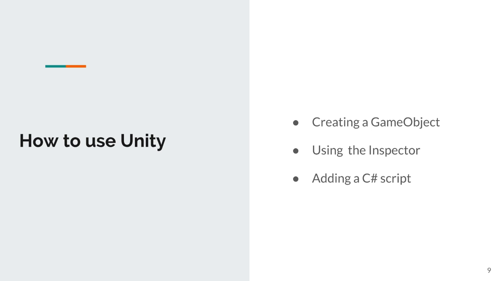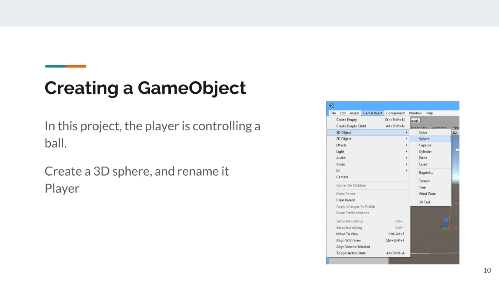First we'll show you how to create a game object, use the interface a little more, and we'll show you how to add a C# script. So in the project that we're going to be doing, the Roll a Ball project, the player is going to be a ball that's going to roll around. To do that, we're going to go to the Game Object tab at the top of the window, and make a new sphere. And we're going to rename it Player.